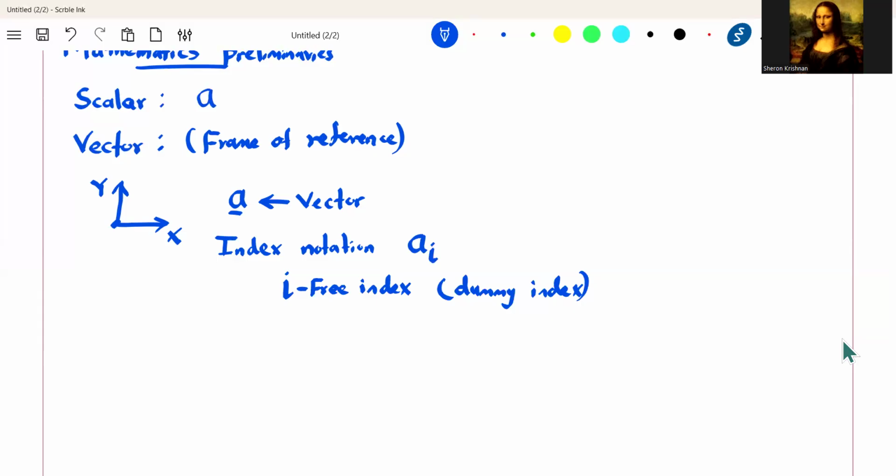Again, if you consider the number of free indices here, it is 1. So if the number of free indices is 1, that is a vector. In scalar, we don't have any free index. If the number of free indices is 0, that is a scalar. If the number of free indices is 1, that is a vector. Another one we call a tensor.